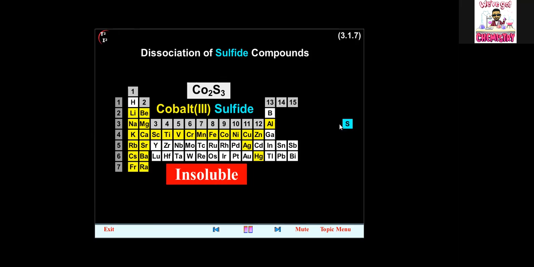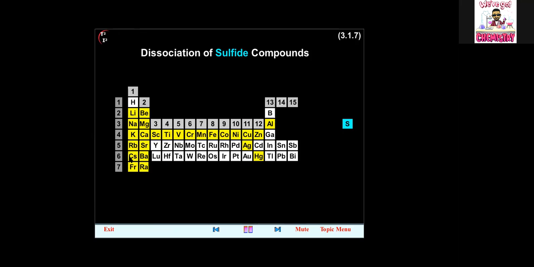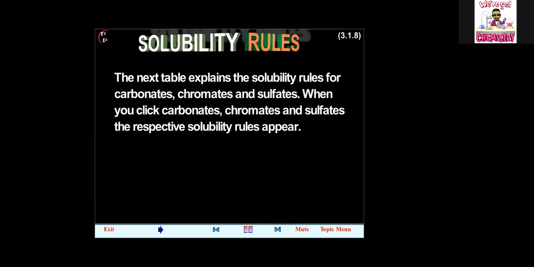Remember the rule: all group 1 metals are soluble, so they are soluble with sulfide. They are all soluble sulfide compounds. Any other group would not dissolve in water. The next table explains the solubility rules for carbonates, chromates, and sulfates. When you click carbonates, chromates, and sulfates, the respective solubility rules appear.